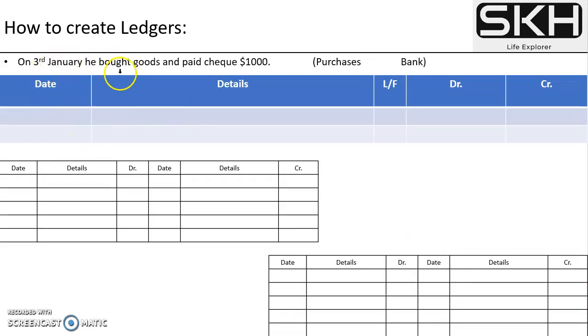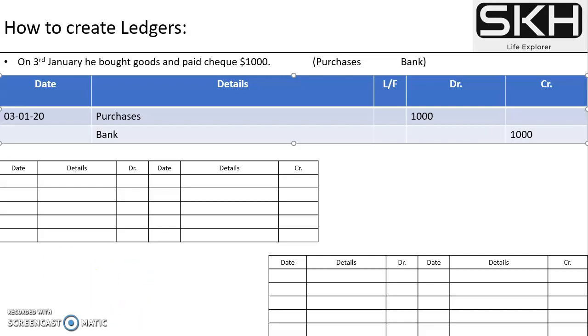On 3rd January, he bought goods and paid by check. So in this transaction, as we are buying goods, buying goods goes to the purchases account and we are paying by check, so it will go to the bank account. So the transaction will be the date 3rd January 2020. The reason is purchases. Purchases are always debit, the 1000, and the credit is bank because money is going out.